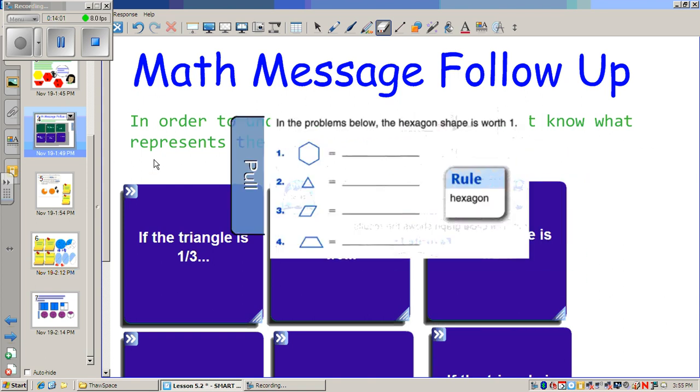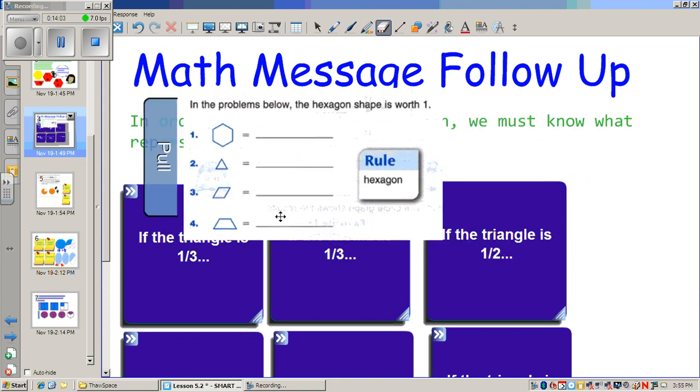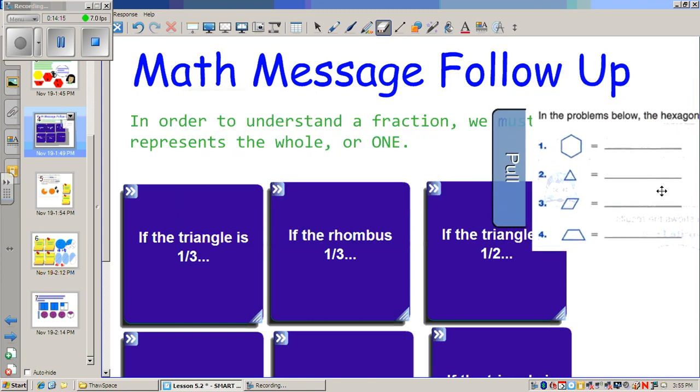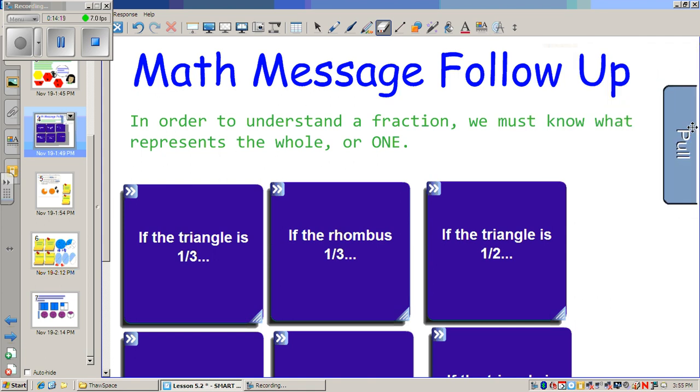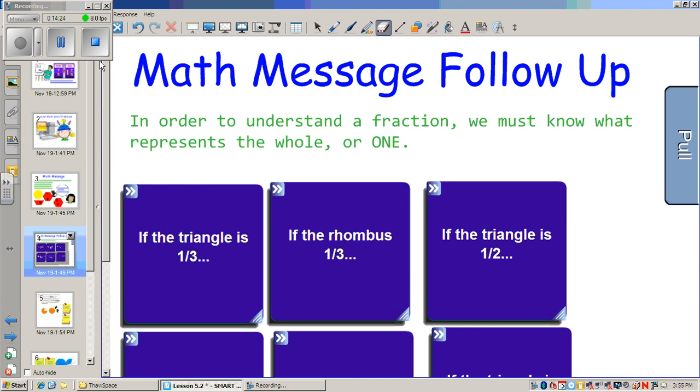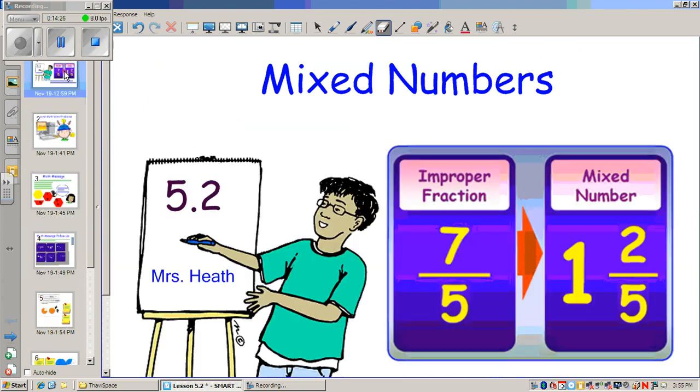And then I think you had to do number 2 and 3. In the problems below, the hexagon shape is worth 1. So how many triangles would fit in that? Okay, so that is your homework for this evening. Hopefully that makes sense. I apologize that my lesson got a little long, but I want to make sure we have a good review, a good base of fractions before we get into too many other things with fractions and decimals. So remember, an improper fraction always has a numerator larger than its denominator, and a mixed number is always a whole and a fraction.